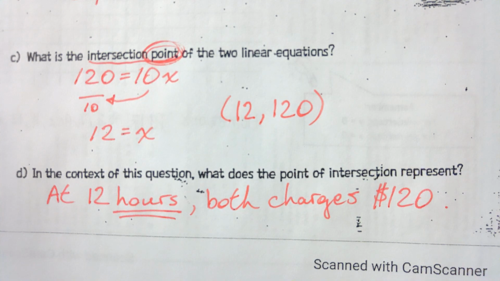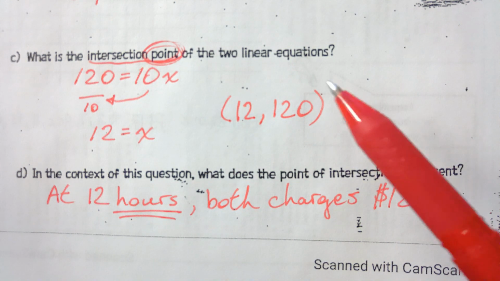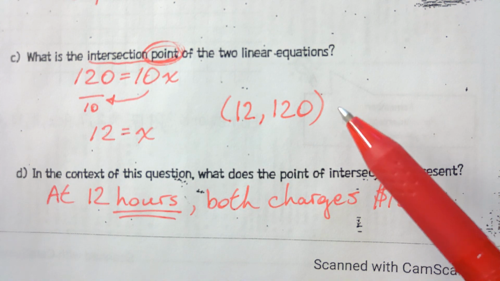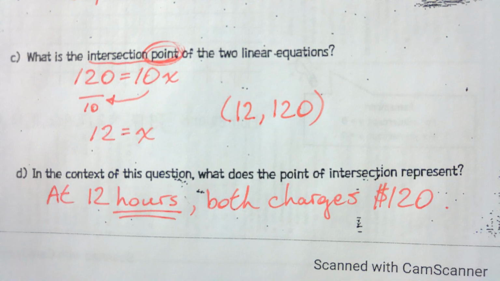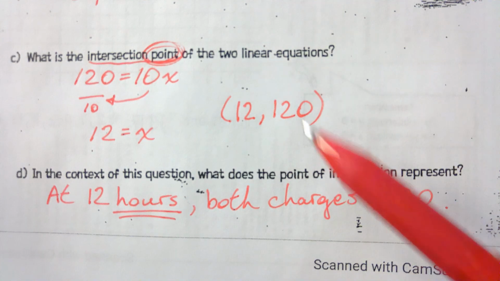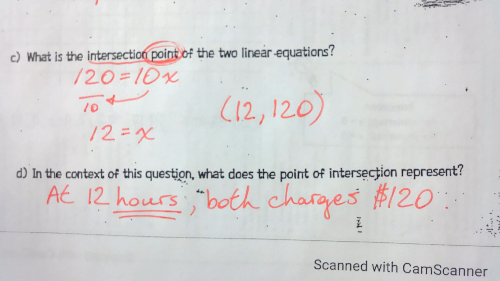Remember, this is a point of intersection. So it means if I just deliver the flyers at $10 per hour, after 12 hours, it's going to cost 120. Now, if I were to go with ATS-RS, it's just 120 for the season. So you see how the two companies or the two different scenarios will meet up at this point. Both charge $120.